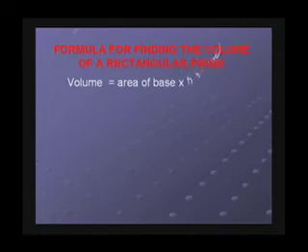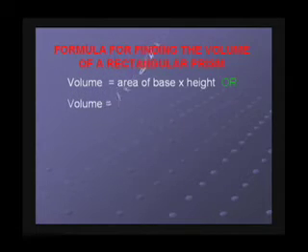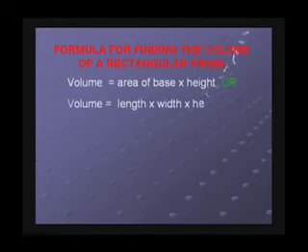Let's now look at the formula for finding the volume of a rectangular prism. The volume of the rectangular prism is the area of the base times its height. Or we can break down the base area by saying length by width. Then the volume would be the length by width by the height.